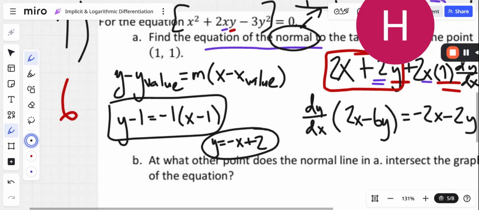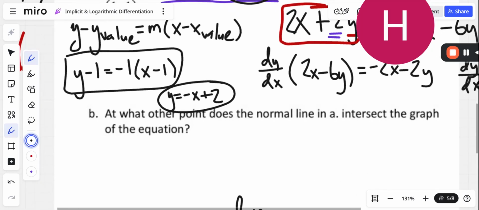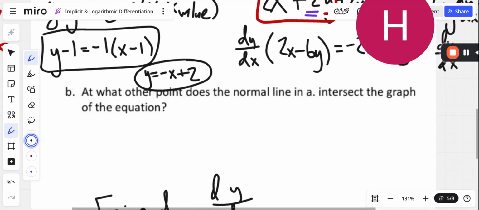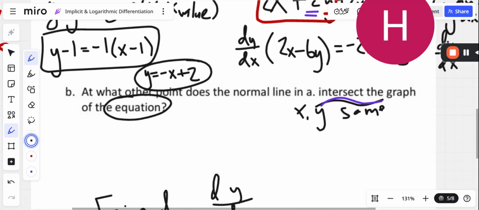So let's look at part B. Part B says, at what other points does the normal line in part A intersect the graph? So we want to know, when does this line intersect the graph of the equation? Well, if they intersect, this means they have the x and y the same, which means that I can plug in the equation for the y. I can plug this y equation into the original equation.